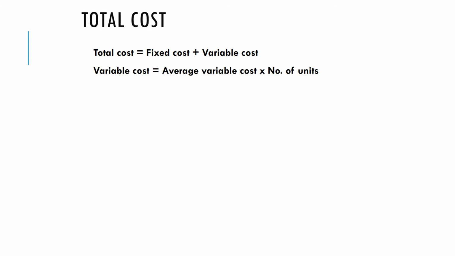So we've looked at fixed cost, we've looked at variable cost. Unsurprisingly, if you add them both together, we get the total cost, how much the business has spent in total to produce the goods and services. Remembering, we also need to do this formula, that the variable cost is on average how much the variable cost is, i.e. per unit, multiplied by how many units have been made.